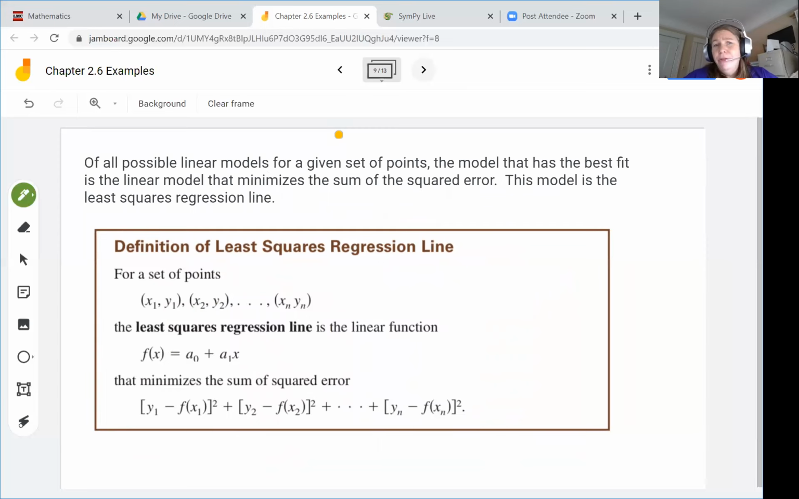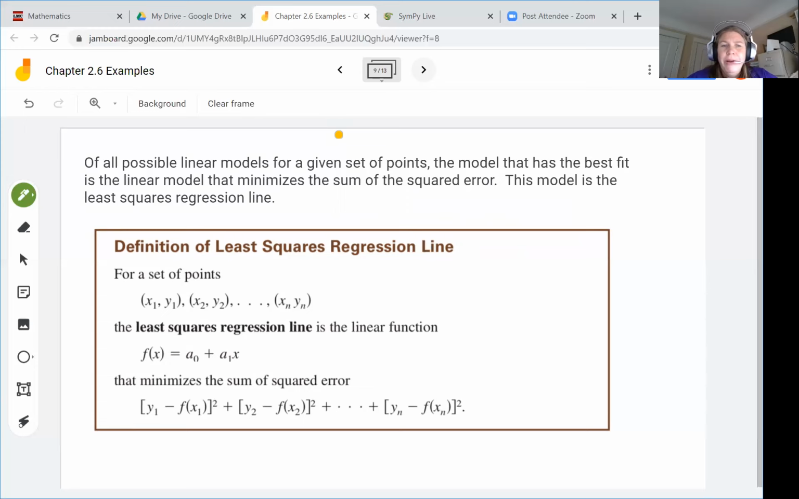So of all possible linear models for a given set of points, the model that has the best fit is a linear model that minimizes the sum of the squared error. And this model is what we call the least squares regression line. So here's the definition. For a set of points, x1, y1, all the way through xn, yn, we're doing this in 2 dimensions. Know that it's essentially the same process if you've got x, y, z in 3 dimensions or up to n dimensions.